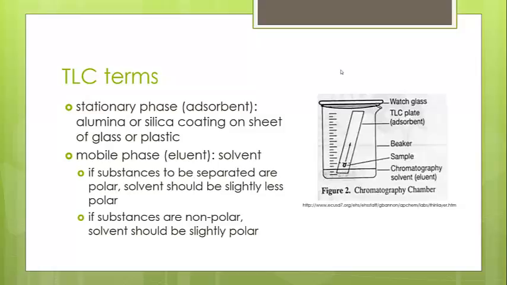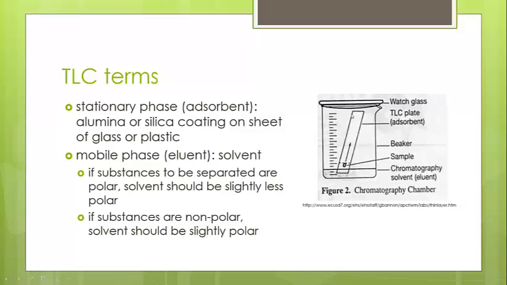You then have a mobile phase. This is your eluent or a solvent. The solvent choice is important to make sure that you have a proper separation. So if your substance to be separated is polar, your solvent should be slightly less polar. And if your substances are nonpolar, your solvent should be slightly more polar.